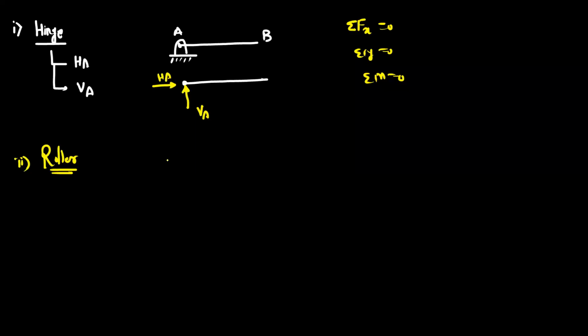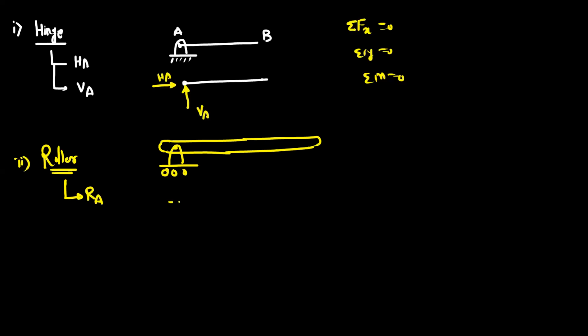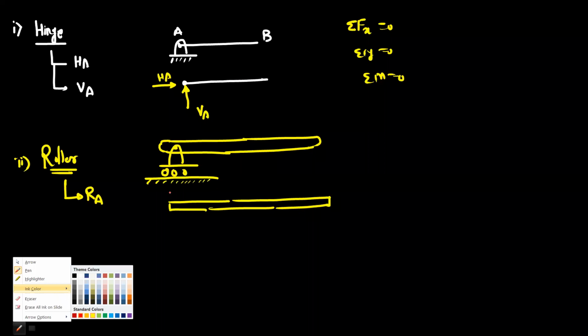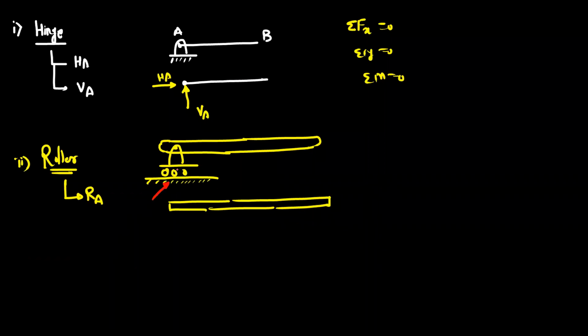Roller support, its representation is like this. Roller support will offer only one reaction, which is RA. So this roller is resting on the ground. Always remember the roller reaction is perpendicular to the surface on which the roller is resting.